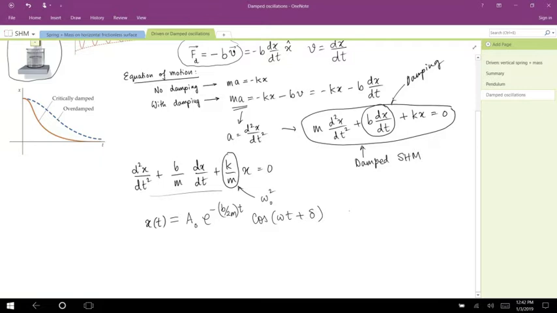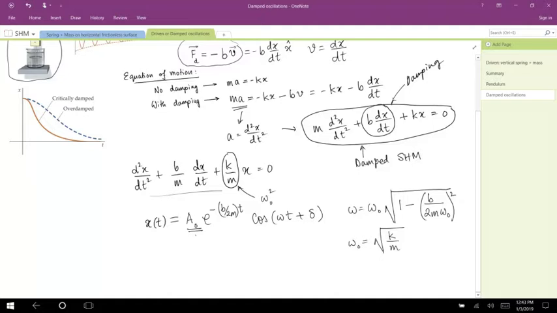Okay, what is omega? Omega is equal to omega naught times square root 1 minus (b over 2m omega naught) squared. And omega naught, as usual, as before, is equal to square root k over m.